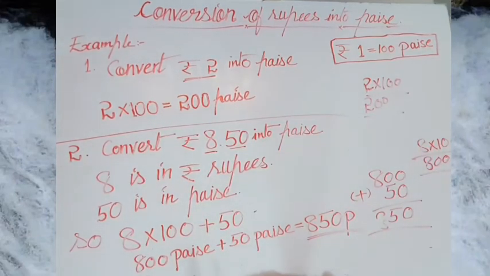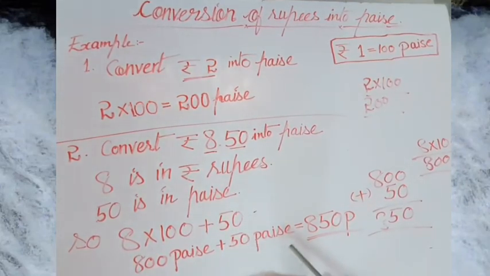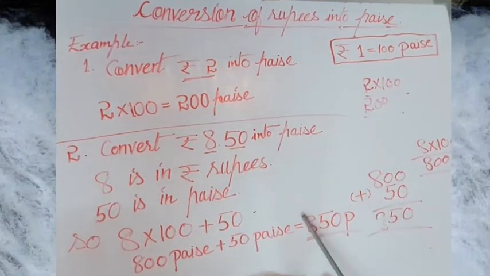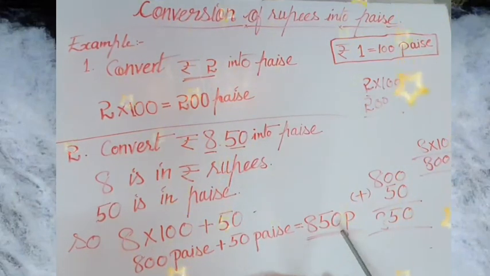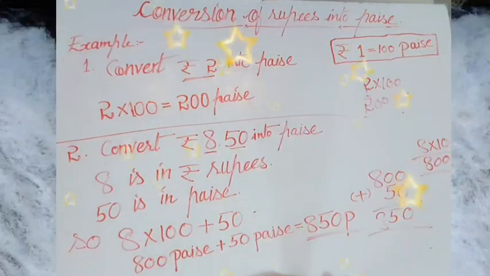So 800 paise. Now we have to add this 50 paise along with this 800 paise. So 800 paise plus 50 paise we have to add together, and we will get 850 paise. So our answer is 8 rupees 50 paise or 850 paise. In this way you have to do other sums also.